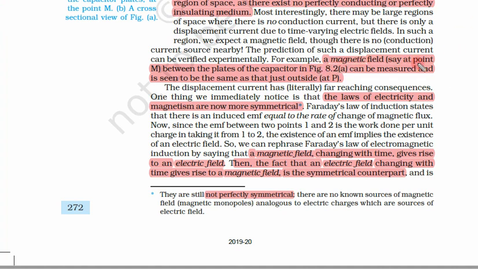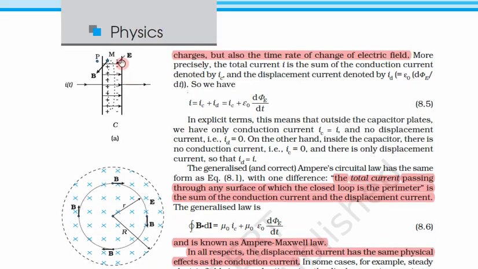Now a magnetic field, say at a point M between the plates of a capacitor, can be measured and is seen in the same way as just outside P. So we have already seen this example.